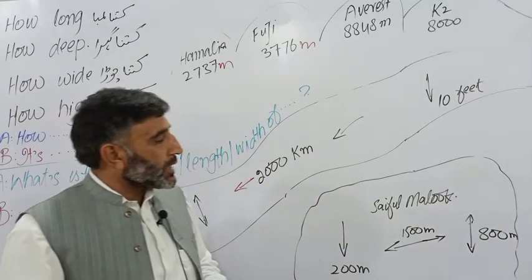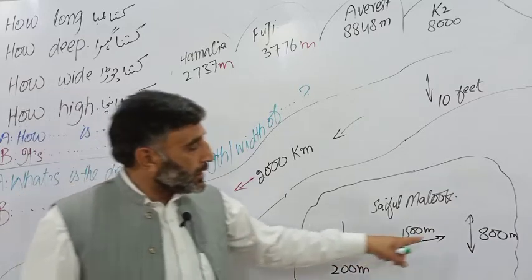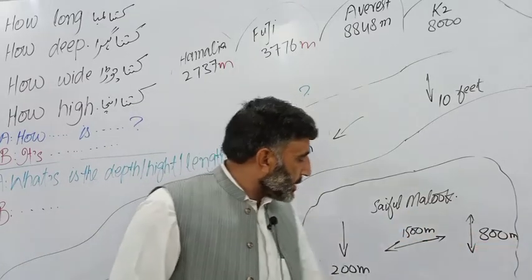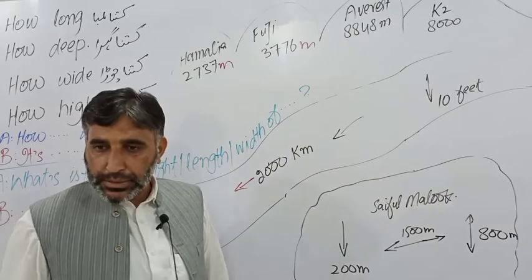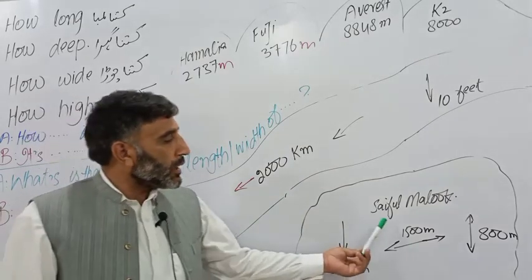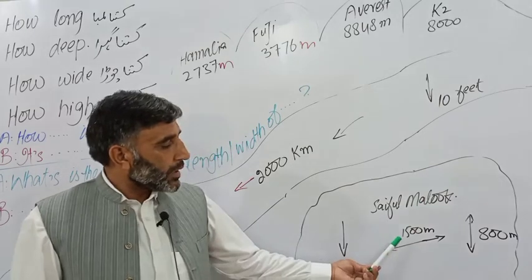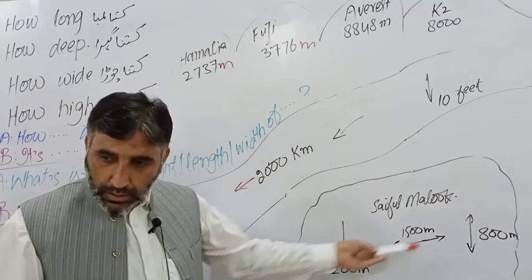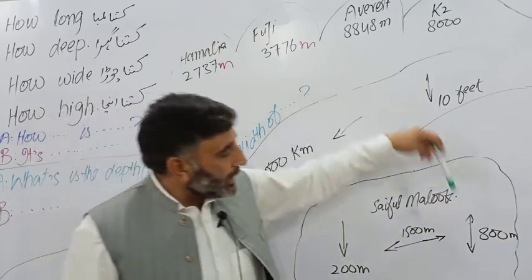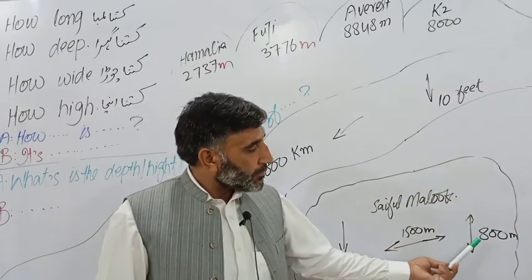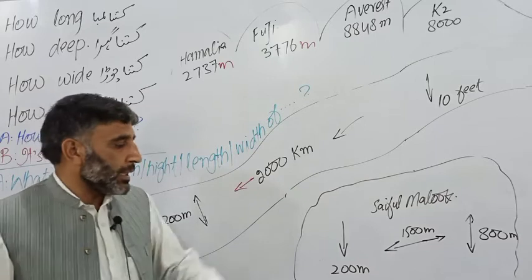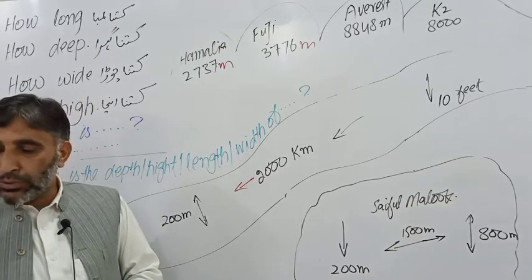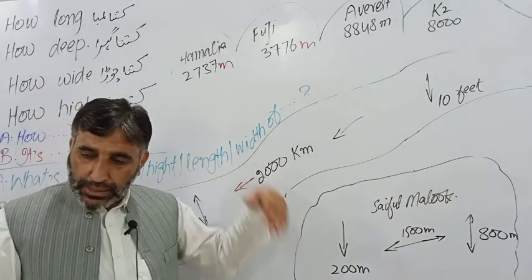Similarly, if we are talking about Jheel Saif al Malook, you see the length is 1500 meters and the width is 800 meters and the depth is 200 meters. So if I ask you how long is Jheel Saif al Malook? It's 1500 meters long. And how wide is Jheel Saif al Malook? It's 800 meters wide. And how deep is Jheel Saif al Malook? It's 200 meters deep.